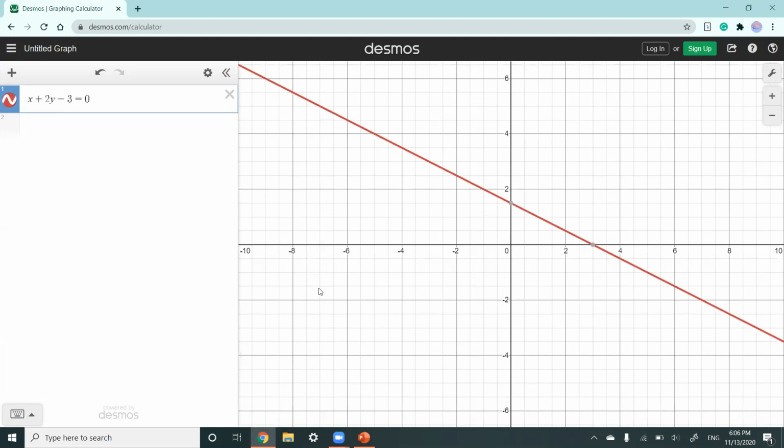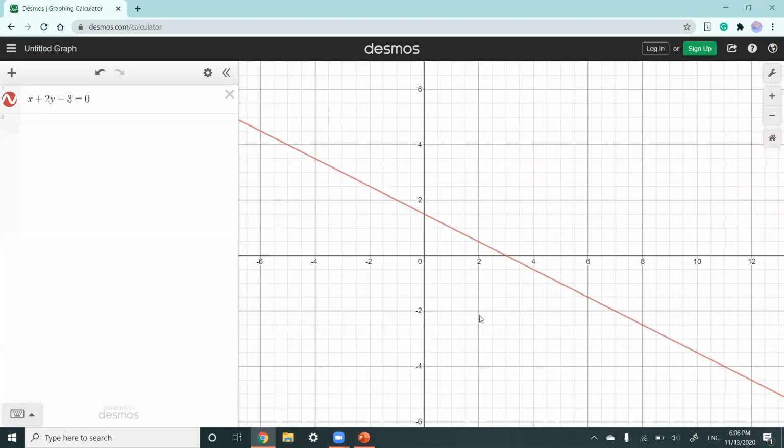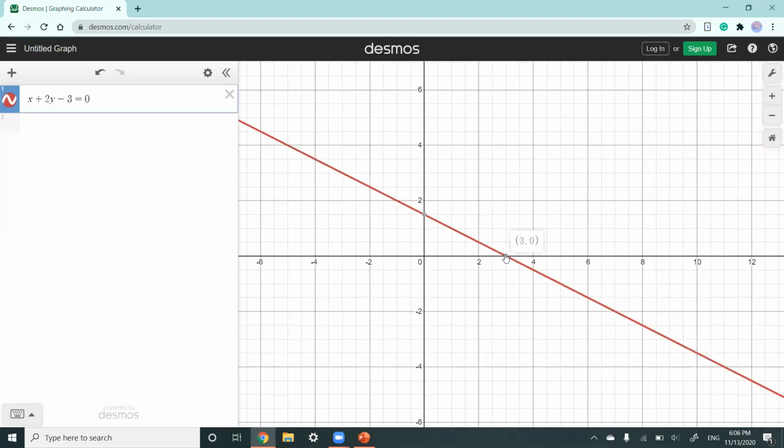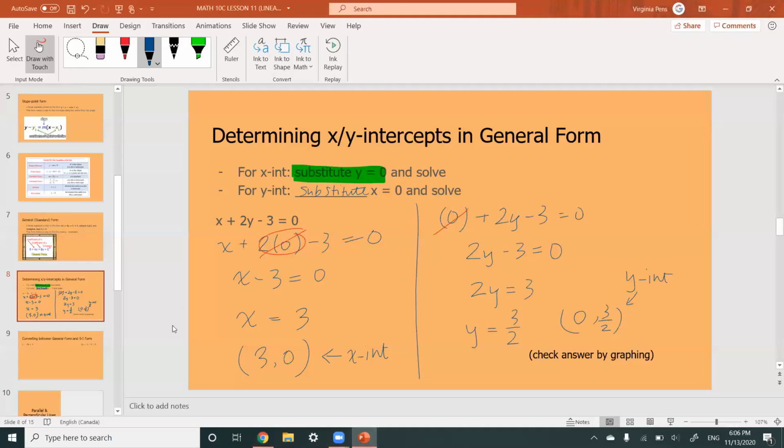This is what our line looks like. And according to our calculations, the x-intercept was supposed to be at 3, which it is, and our y-intercept was supposed to be at 3 over 2. That's equal to 1.5. So we know that we did our calculations correctly because the intercepts are there. Okay, back to our PowerPoint.